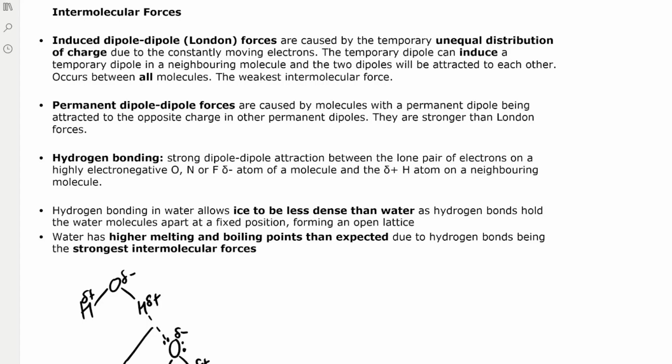Also, water has a higher melting and boiling point than expected due to hydrogen bonds being the strongest intermolecular forces. So most simple molecules only have London forces, which require little energy to overcome, whereas hydrogen bonds require a lot more energy to overcome. So water has higher boiling points than most simple molecular structures.